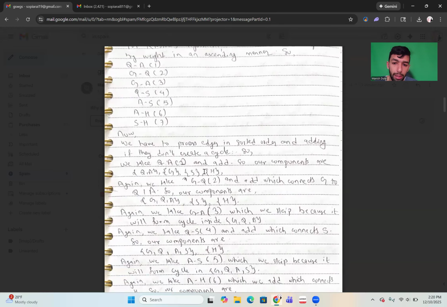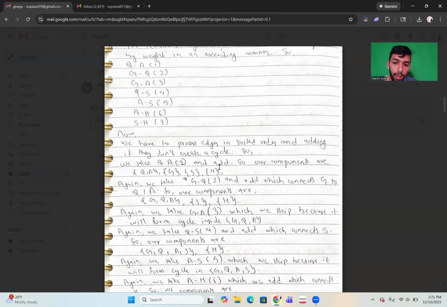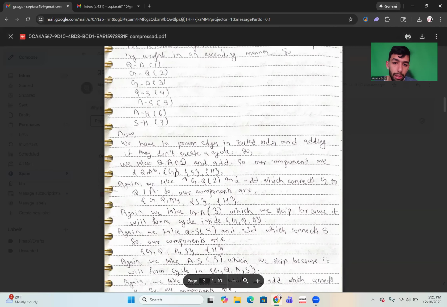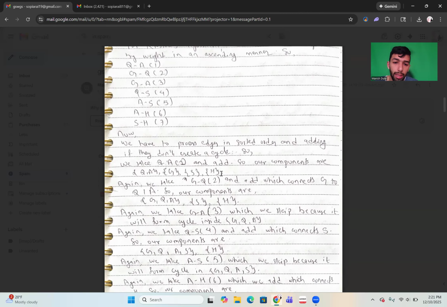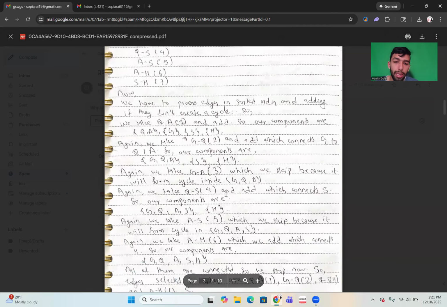We process A, which connects G to, so for let's say Q to A1, our components are all these: Q, A, G, S, and S. Again, we take G to Q, which connects to G through G, Q, A, S, and S, and we do this again and again until we get to our last. And the reason we stop after four edges is because a spanning tree for five vertices needs exactly four edges.